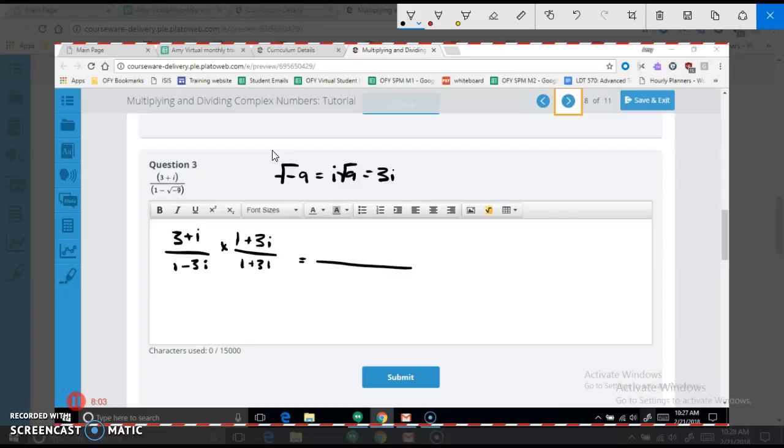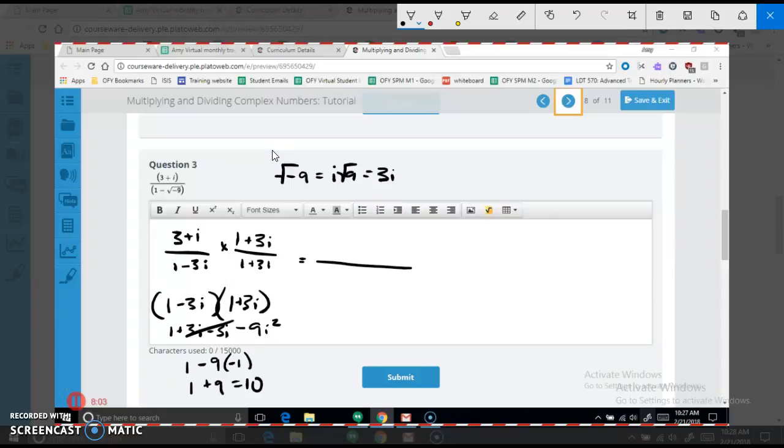The top, you just do FOIL. The bottom, what's going to happen when you do FOIL, 1 minus 3i times 1 plus 3i, is we're going to get a lot of things canceling. 1 times 1 is 1. 1 times 3i is positive 3i. Negative 3i times 1 is negative 3i. Negative 3i times positive 3i is negative 9i². Those cancel. We get 1 minus 9, but this becomes a negative 1. So we get 1 plus 9, and that gives us 10. So 10 will be on our denominator, and then whatever you get on the top here will be your numerator.